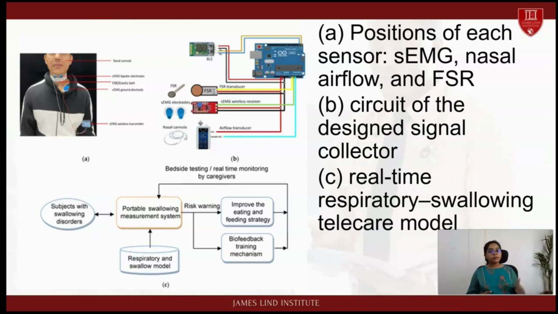So basically we have the patient, it can be some older patient, it can be some patient who is having a swallowing disorder, and if that patient is wearing this portable system, these sensors basically, it is going to send some risk warning, some information to the monitoring team, and in turn this information will improve the eating strategy, feeding strategy, and it will also provide proper feeding or swallowing positions that can be told to the patient, and in turn again it will keep assessing and monitoring the patient's swallowing and respiratory signal. So this is the basic respiratory swallowing telecare model that has been developed.